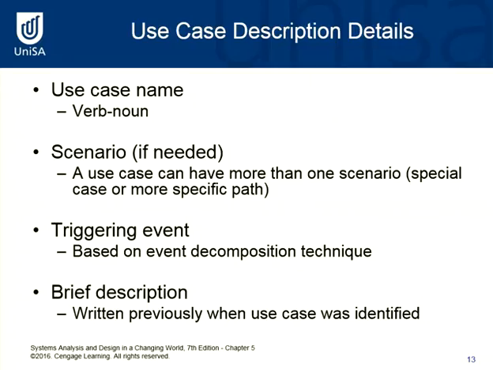So again, a bit more detail about what goes into each of these fields. For the use case name, we've got the verb-noun phrase, which we've already talked about when we looked at use cases and how to write use case names. The scenario, as I said, may not necessarily have multiple scenarios for the one use case. It might only be the one scenario. This is to represent more than one path in the event it happens. The triggering event is based on the event decomposition technique if you have followed that technique. Brief description, again, was written previously when the use case was identified, and you should come up with a brief use case description for every use case.